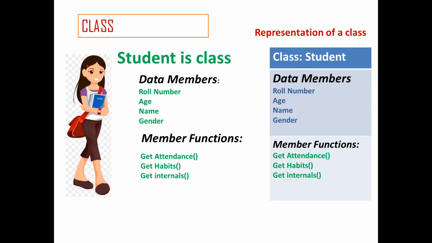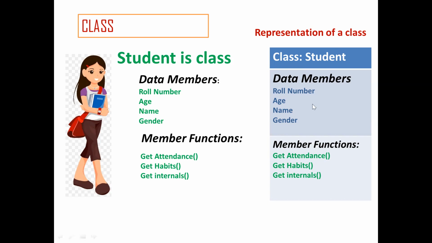So let us consider one simple example. Now you can consider student as a class. The student class will consist of two kinds of things. One is the data members and the second one is the member functions. For the student, I'm going to give data members as roll number, age, name and gender. For the member functions, I'm going to take attendance, get the hobbies of the student, and get the internal marks of the student. These are the functionalities I want to do with a student class.